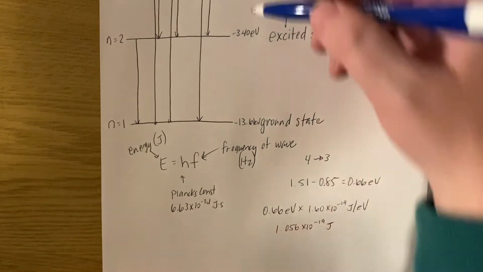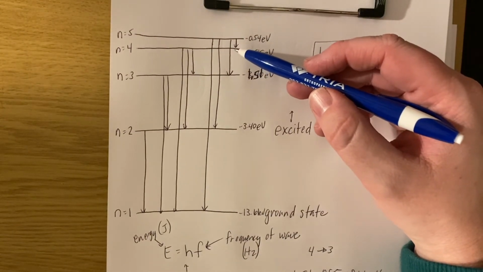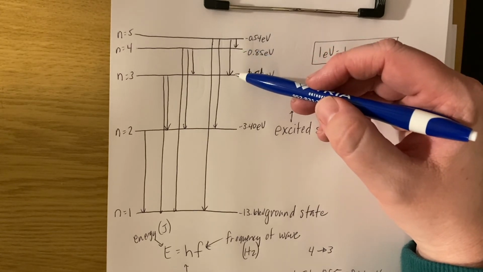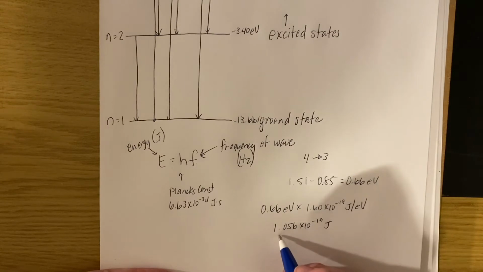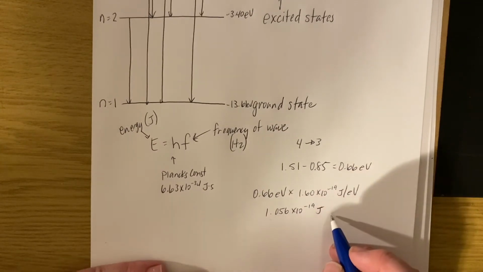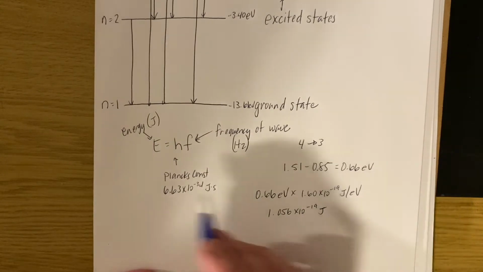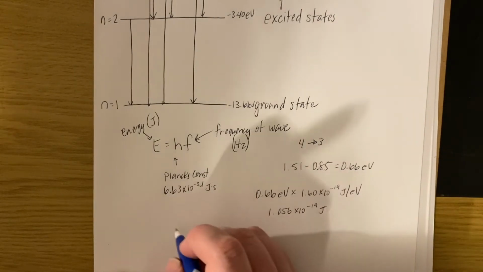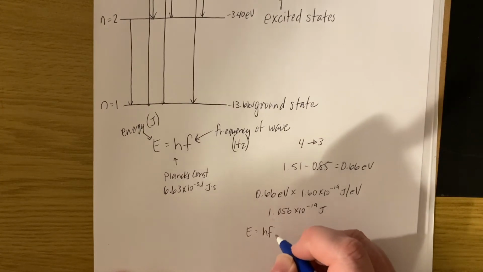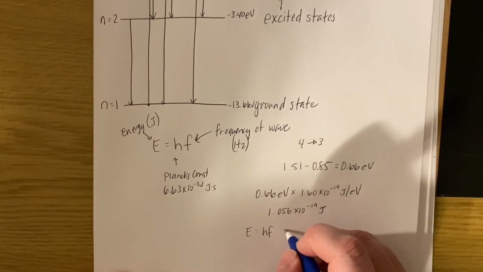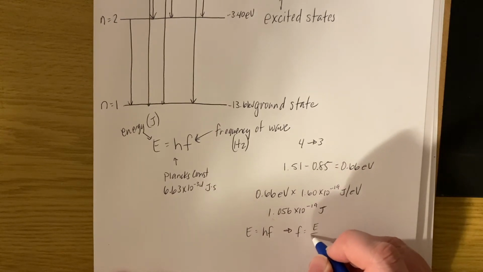So in this drop, as this is being dropped, this electron's going from level 4 down to level 3. It releases 0.66 electron volts, which is equal to this many joules. Now we can put that into the equation that we have for Planck's constant. So now we can say that E is equal to hf. And if we're looking for the frequency, we'll rearrange that to be that frequency equals E over h.